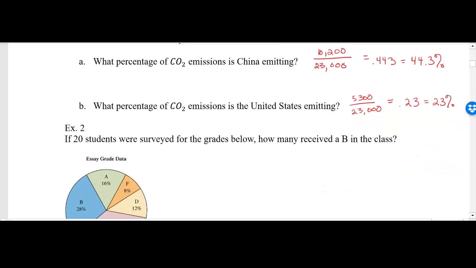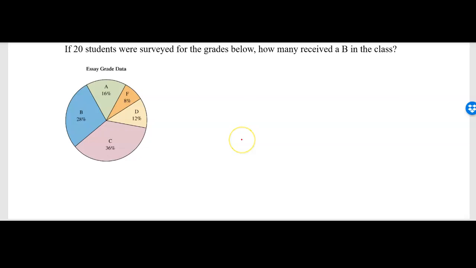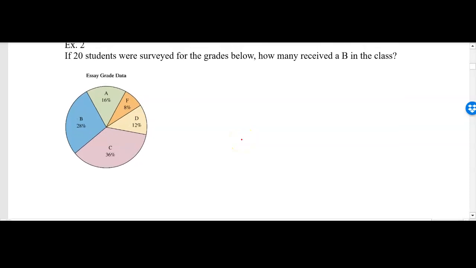Now let's go to example 2. Now we're going to learn about reading a pie chart. We've already done a little bit of this in the finance video that we did on percents and decimals, but now we're going to apply this to reading some data. So if 20 students were surveyed for the grades below, how many received a B in the class?